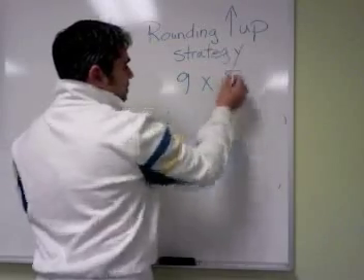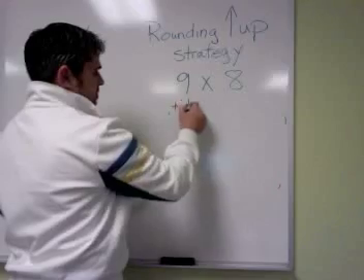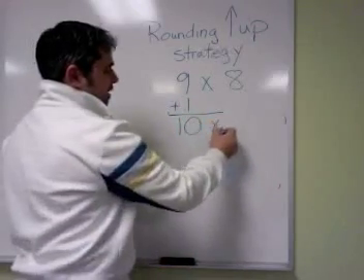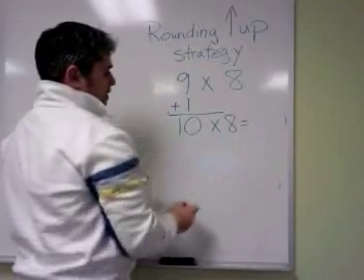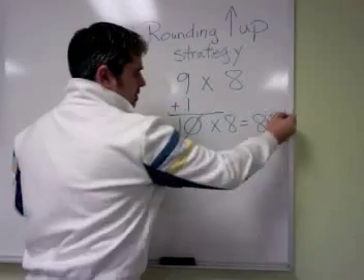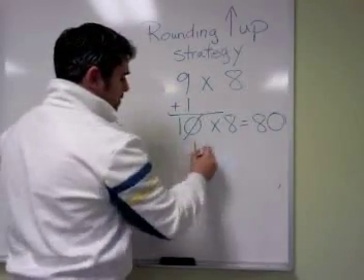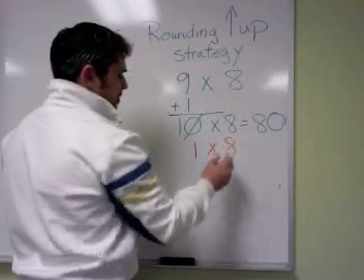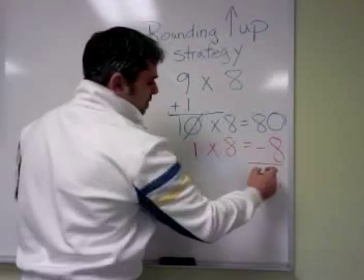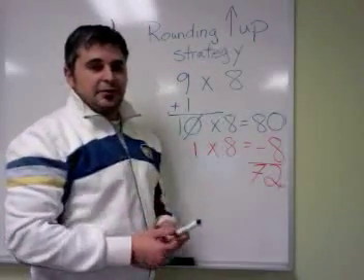So if we start all over again, if we looked at the same thing again, 9 times 8, you add on to round up, multiply by 8, tack on method, then you have to take away your 1 times 8, subtract, and there's your rounding up strategy.